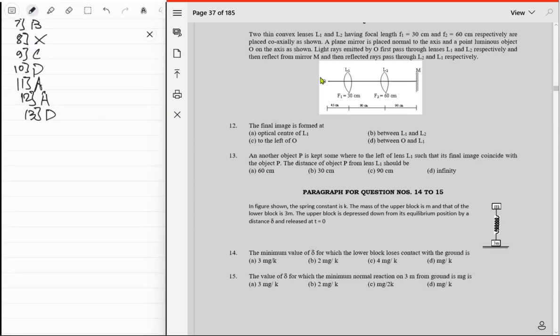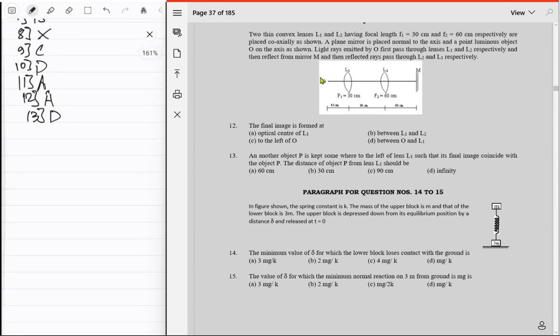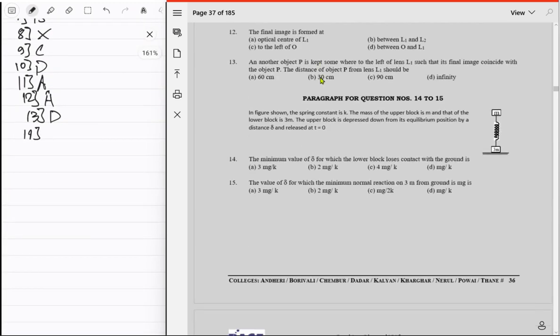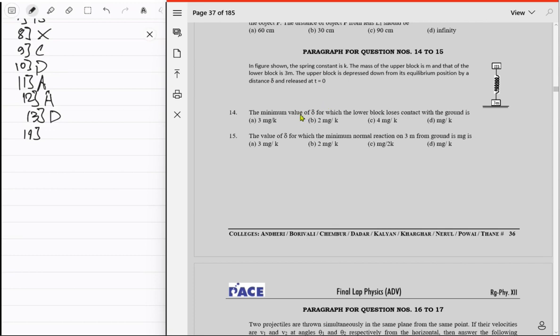Next question, no time to waste. The minimum value of delta for which the lower block loses contact with the ground. The mass of the upper block is m, and of the lower block is 3m, and the upper block is depressed down from its position by a distance and released at t equals 0. Find the value of delta for which the lower block loses contact with the ground.